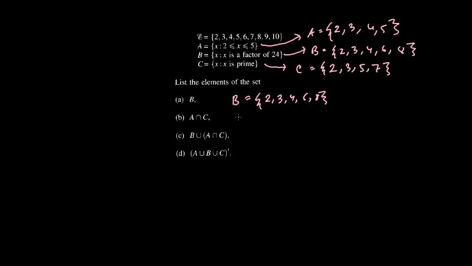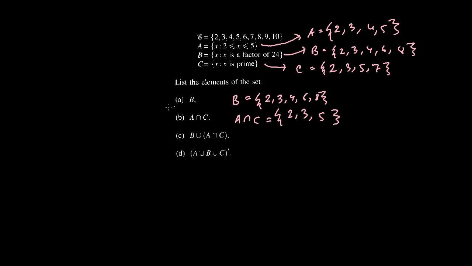Then B, A intersection C. So A intersection C means what are the numbers from 2 to 5 that are prime numbers? Well, we have 2, we have 3 and we have 5. So these are the common ones.